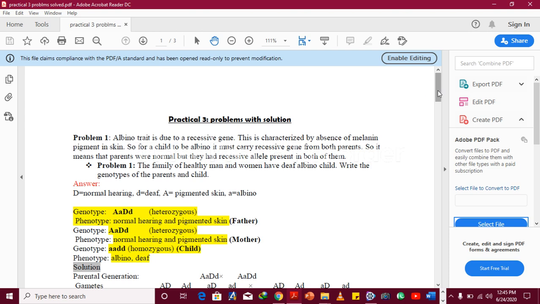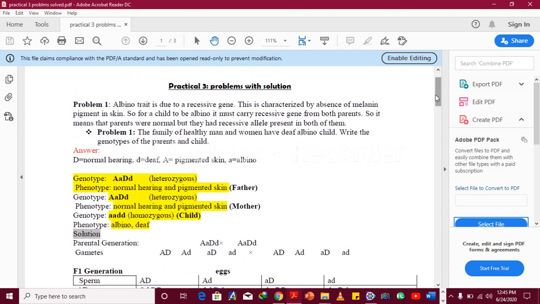So first of all, we must understand that albino is a recessive trait. It happens due to the absence of the melanin pigment in skin, and there is also some color blindness in the child. So it is a basic recessive trait. If the parents are healthy, then why are the children suffering from deaf albino disease? This is basically about traits that are transferred from parents to offspring. First of all, normal hearing is dominant as compared to deafness. Similarly, normally pigmented skin is a dominant trait as compared to albino, which is a recessive trait.